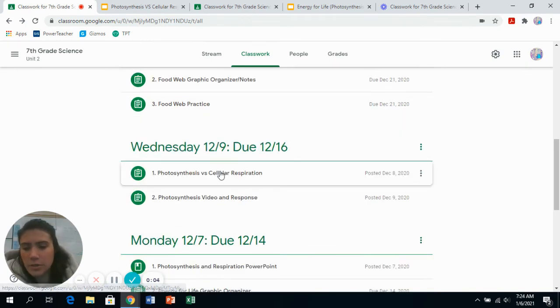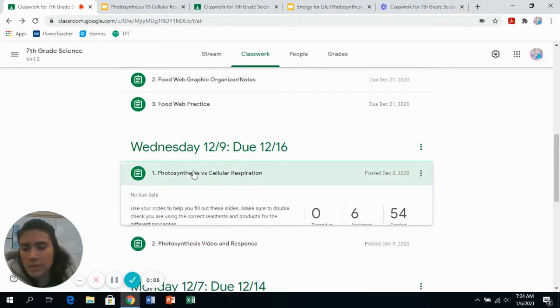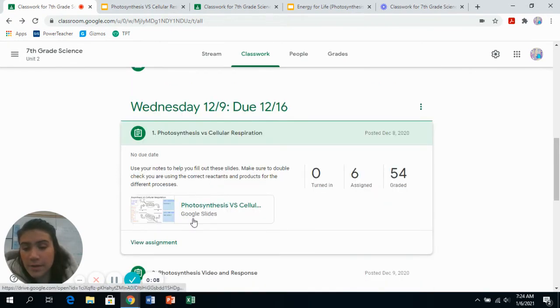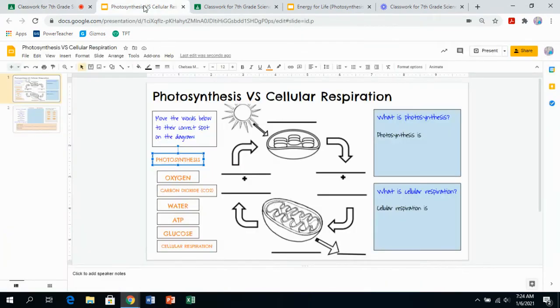So we are going to learn how to do our photosynthesis versus cellular respiration Google Slides. I already have it open, so go ahead and open up your copy. And we are going to learn how to do this together. This is really easy, especially because we just did the cellular respiration worksheet.